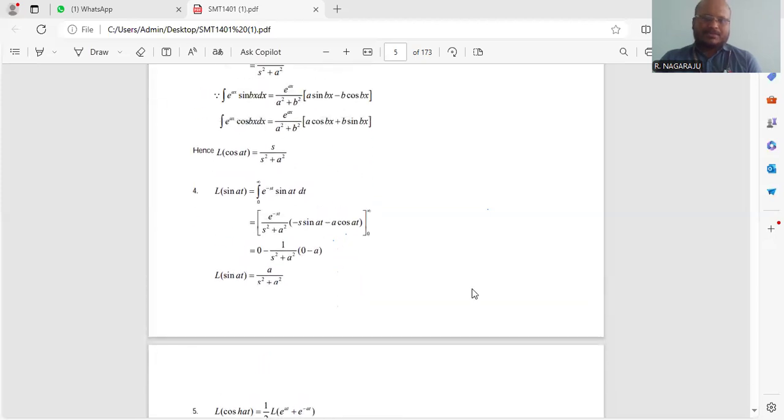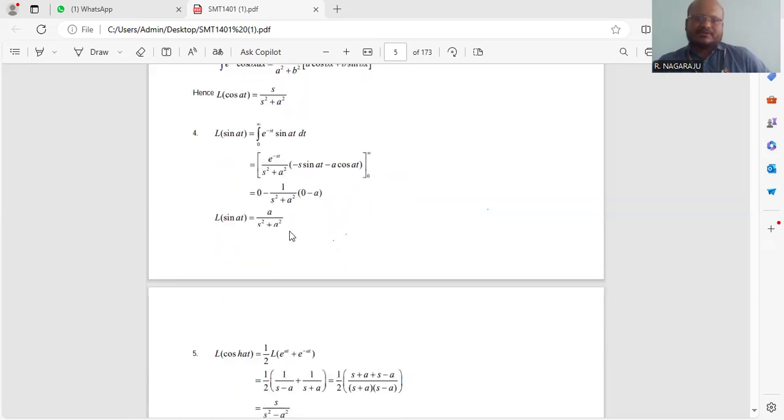So the fourth one is also e power at sin bt, they're asking. In a similar way, you have to use the same formula. Here, sin bt, whatever will be there, is e power at by a square plus b square into a sin bt minus b cos bt. So here, using the upper limit minus lower limit, you will get b by s square plus b square.